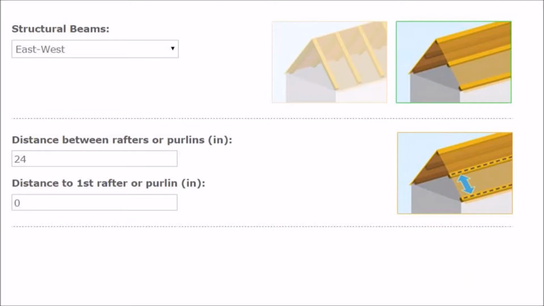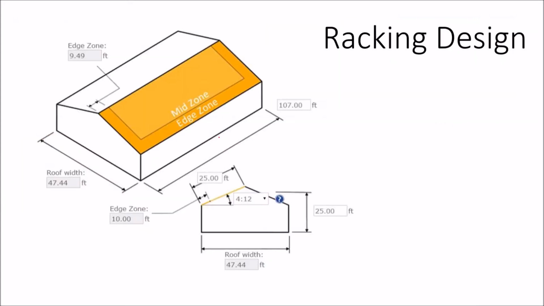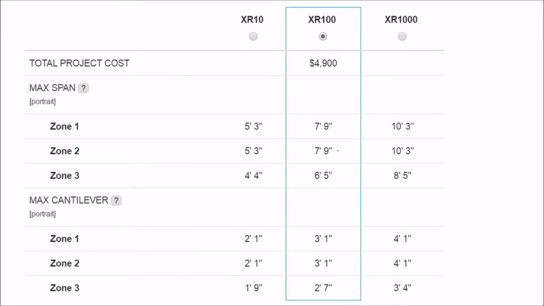So in this racking software, they're saying, okay, tell me about the structural beams and how you're attaching to those structural beams and what the spacing is between your attachments. And it has you put in your roof map and site details. And then at the end of it, it says, okay, we have 3 different racking products, XR10, XR100, and XR1000. And the difference between these is the rail thickness.